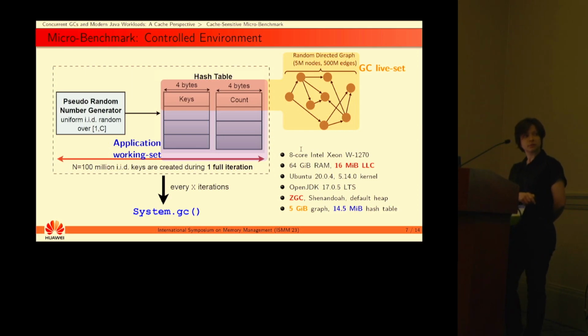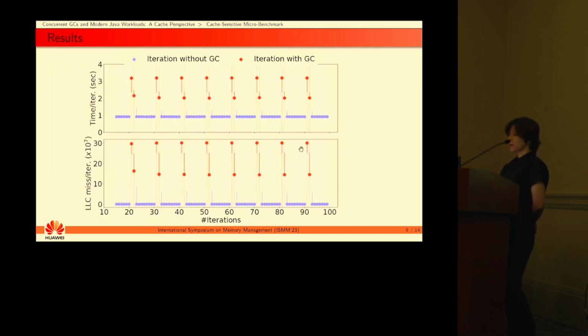The results in this presentation use ZGC as the concurrent GC. We also tested on Shenandoah. For this, I refer you to the paper. Now the results are pretty straightforward. Let me walk you through them a bit.